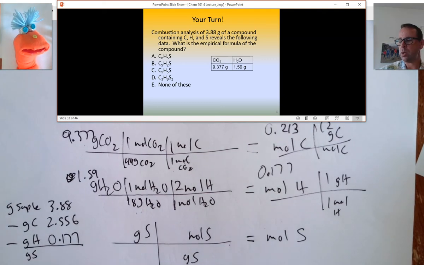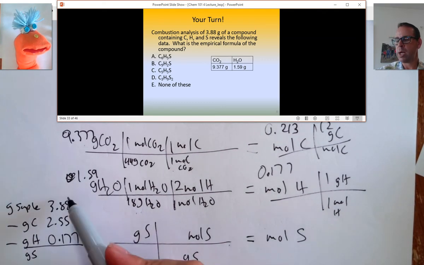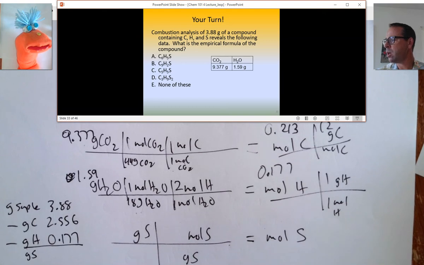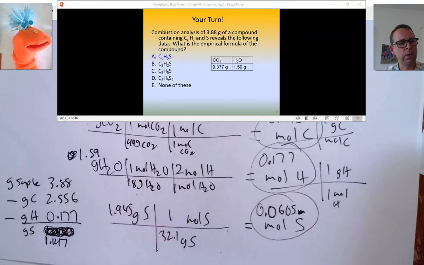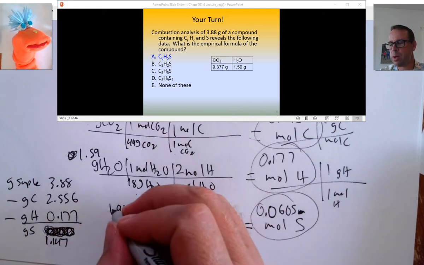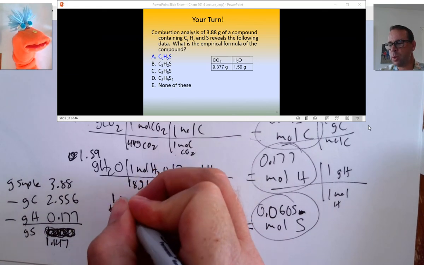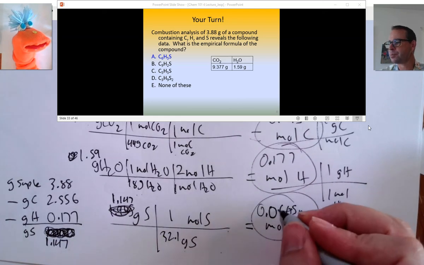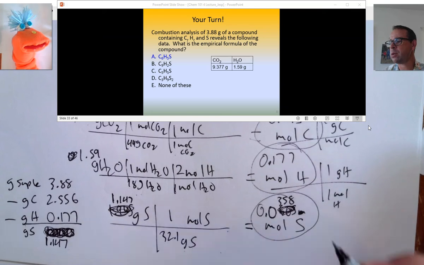Okay, very good. So 3.88, subtracting the grams from the carbon, 2.556, and also subtracting the grams from the hydrogen there, I get 1.147 grams of, what is that? Grams of sulfur. That's right, 1.147 grams of sulfur. So 1.147, divide that by 32, because there's 32 grams per mole. I get 0.0358 moles of sulfur.